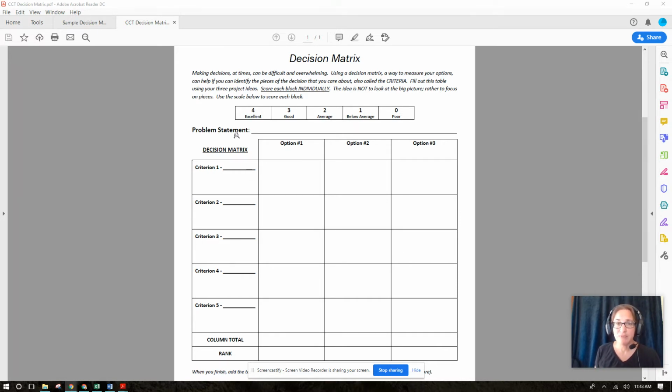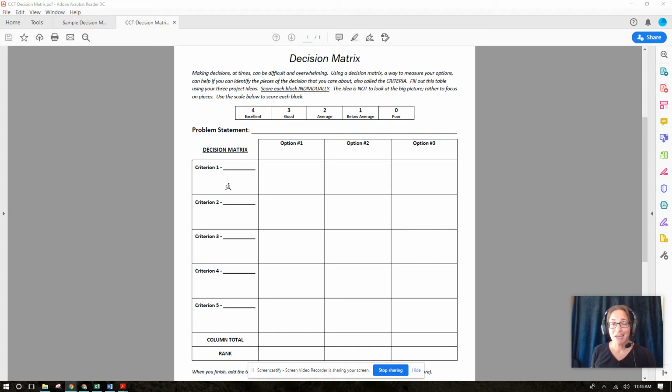You have your problem statement and you fill it in here and you write in whatever your problem is. I'm not sure which college I want to go to, or I'm not sure whether I should move, which state I should move to, or which job offer I should take. So you write your problem statement and then you write your options, and you can have as many columns here as you want. So option 1 might be move to California. Option 2 might be move to Minnesota. Option 3 might be move to Colorado.